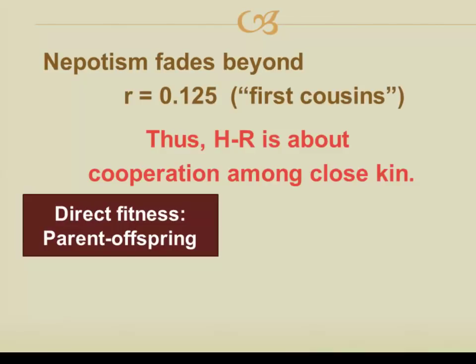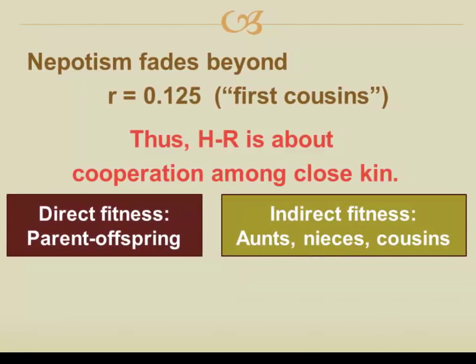On the one hand, we have direct fitness, which are those parent-offspring ties, which are always going to be very powerful. But when we're talking about indirect fitness, a lot of the time we're going to be talking about aunts and uncles and nieces and cousins and nephews who stay within that range from a quarter to an eighth. And it gets much more dicey to start talking about benefits to distant kin.